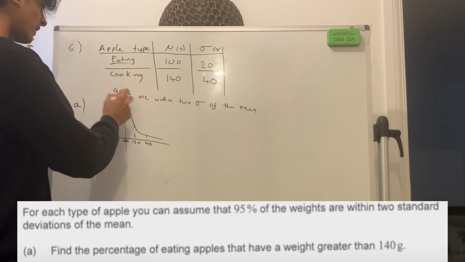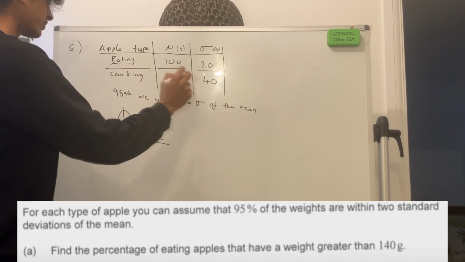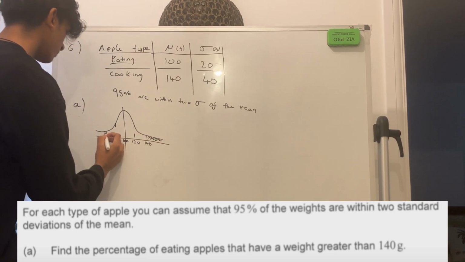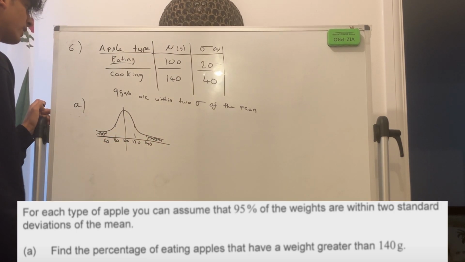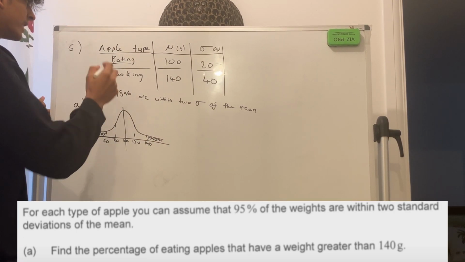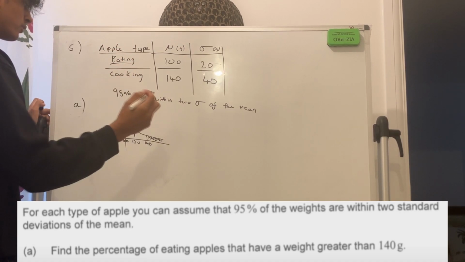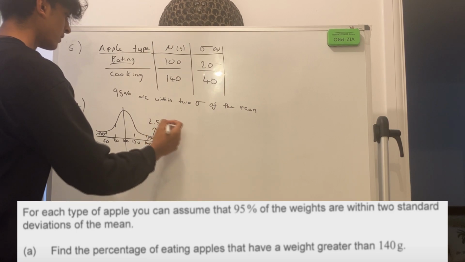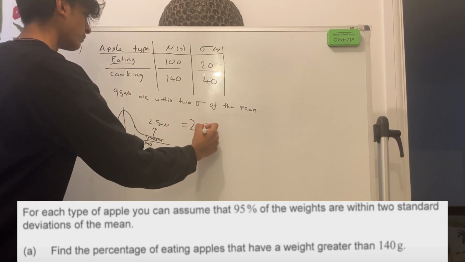Now, 95% are within 2 standard deviations of the mean. So that means we're going to have 2.5% of the weight here and 2.5% of the weight here. And again, we're asked to find the percentage of eating apples that weigh more than 140 grams. So this, as I said, is simply 2.5%. So our answer is just 2.5%.